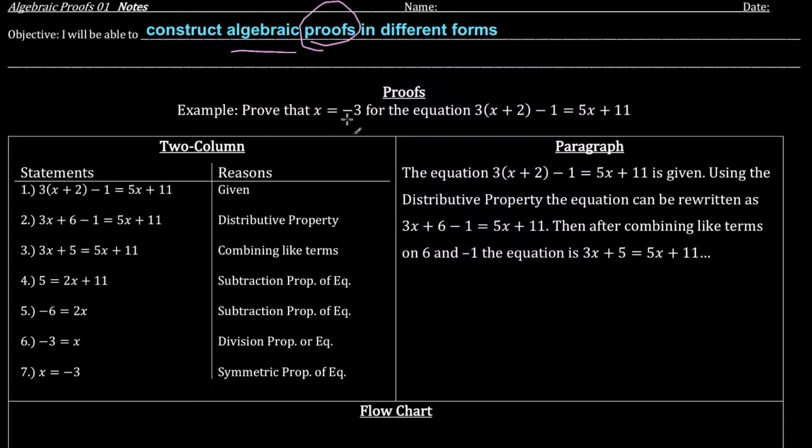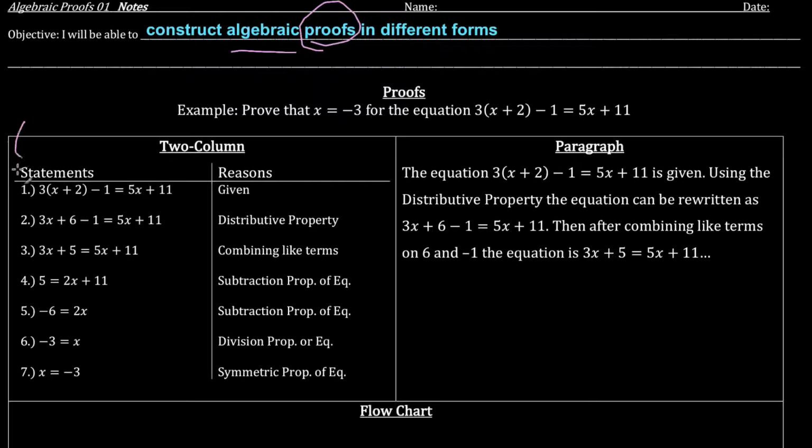Prove that x equals -3 for the equation 3 times (x plus 2) minus 1 equals 5x plus 11. So what you want to do is you always want to figure out what we're proving first. So we're proving that x equals -3 for this equation. So we start off with this equation, right? This is called a 2-column proof because it has 2 columns.